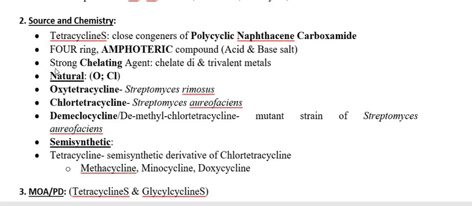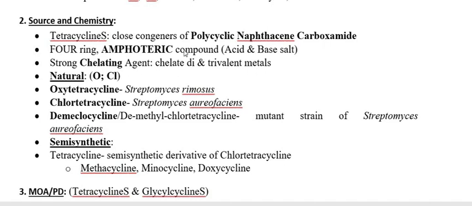And another very important point is that usually the tetracycline, oxytetracycline, and the other tetracyclines also possess chelating property. They are going to chelate divalent and trivalent metals. So this is a very interesting property of the tetracyclines. They are going to chelate the divalent and trivalent metals.